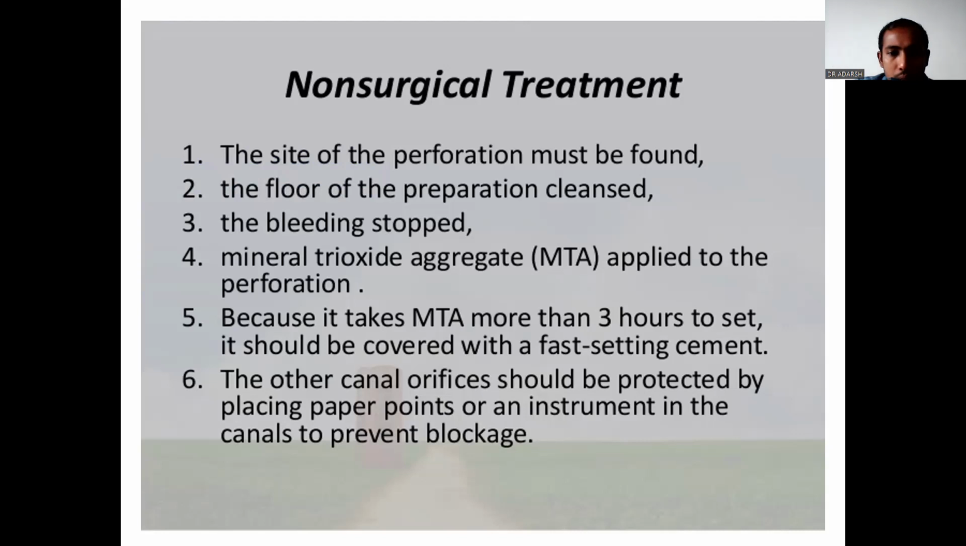It should be covered with a fast-setting cement, preferably GIC. Other canal orifices should be protected by placing paper points or instruments in the canals to prevent blockage. So suppose you are repairing a buccal defect, we have to make sure that all the other patent canals are blocked by a paper point or cotton pellet. Then proceed with the perforation repair, and then establish patency. Otherwise, you may cause problems with packing of MTA inside the canal, and once MTA sets, it becomes very difficult to retrieve.